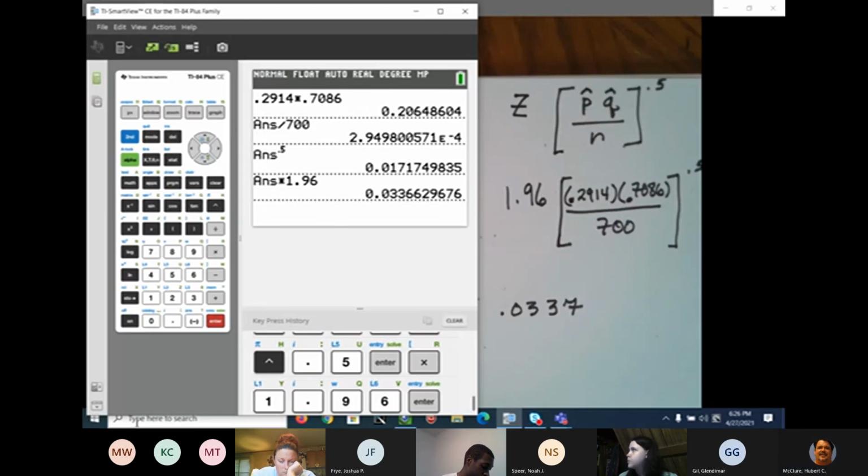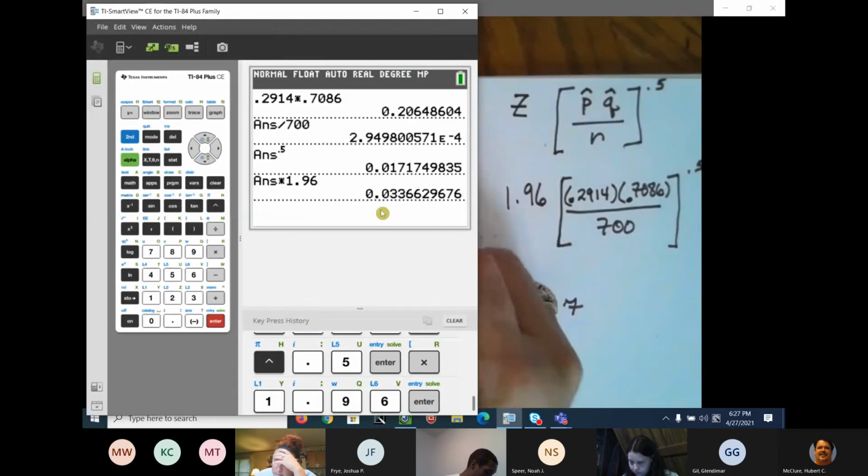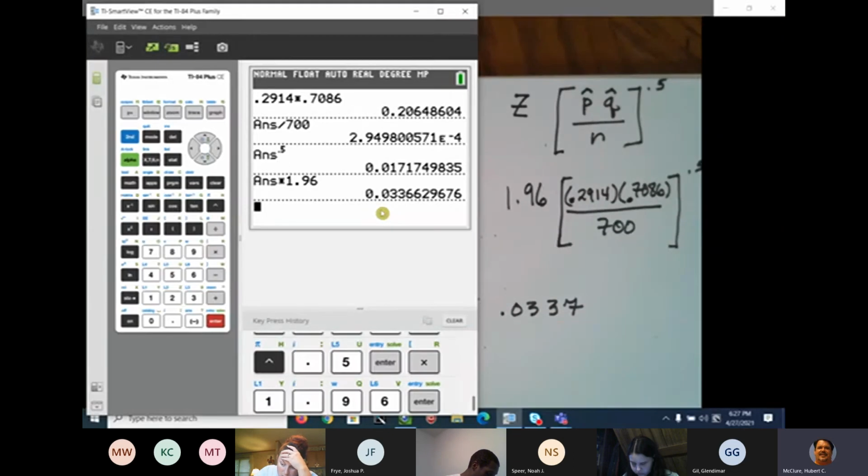Did you get it? Now you told me you got 0.01717. Did you get that? Yeah. And multiply it by 1.96. Hang on, I'm trying to get this set up the way you got it because I'm not doing it right. And multiply that by 1.96. Yep. 0.0337. Yes.